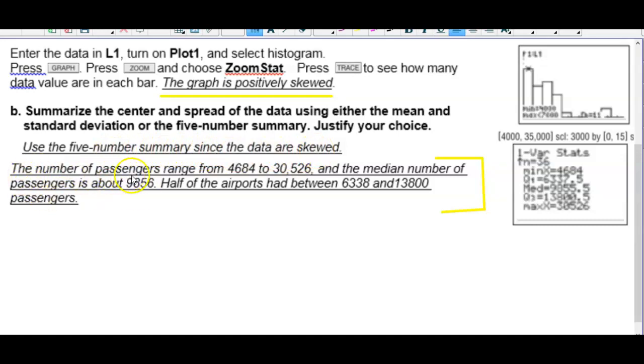The number of passengers ranged from, and they used the max and the min, and the median number was, okay, and half of the airports had between, and then they used Q1 and Q3. Oh, actually, yeah, that's what they used. Okay. So that's a 5-number summary written out as a sentence.